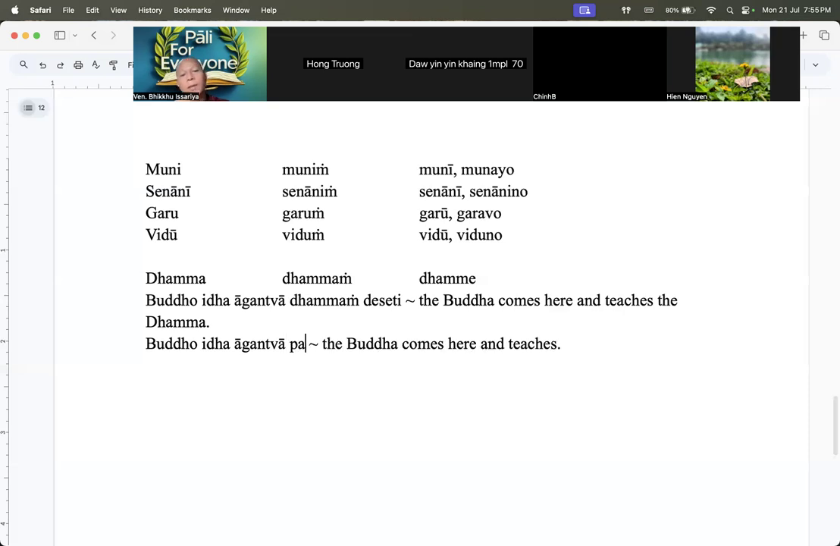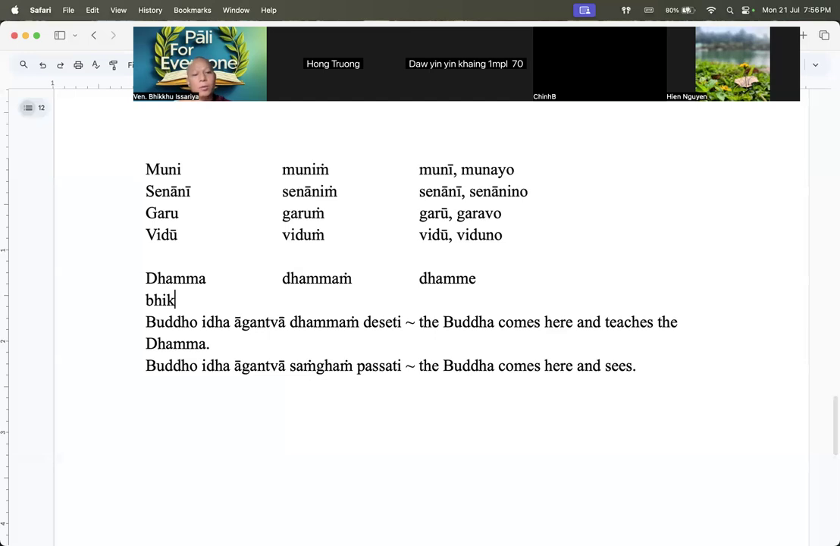So maybe with the other verb, like Pasati. So Pasati means sees. So in this way. So other than the Buddha, Bodho Ida Agandawa, Sangham Pasati or Bhikkhu Pasati. The Buddha comes here and sees the Sangha, or a Bhikkhu, also masculine gender.